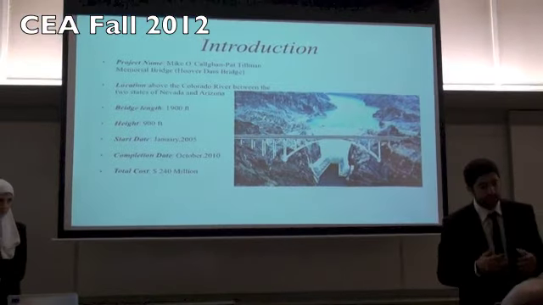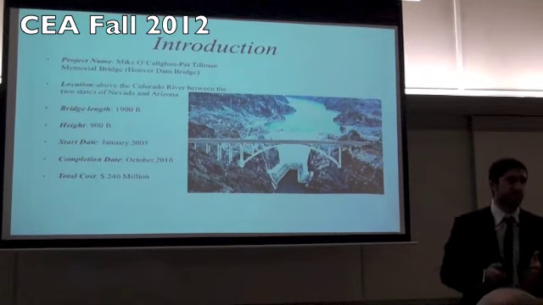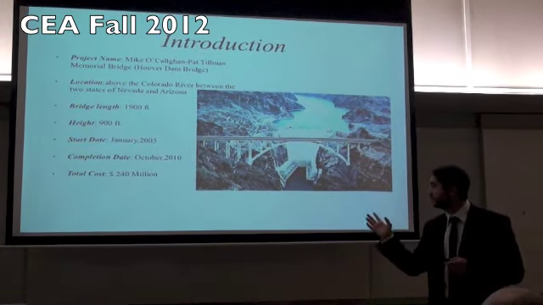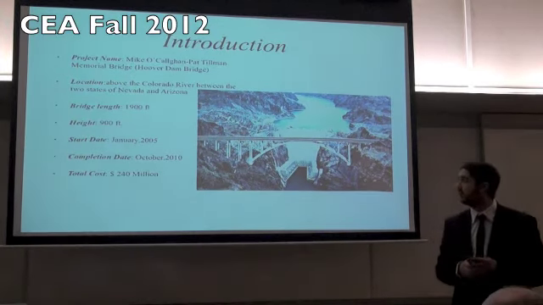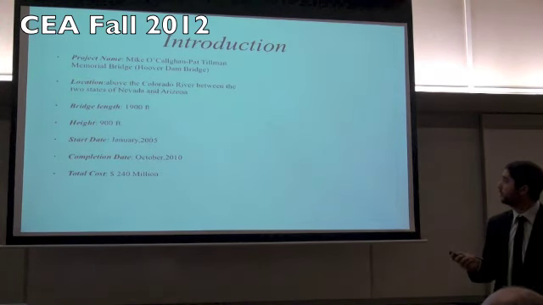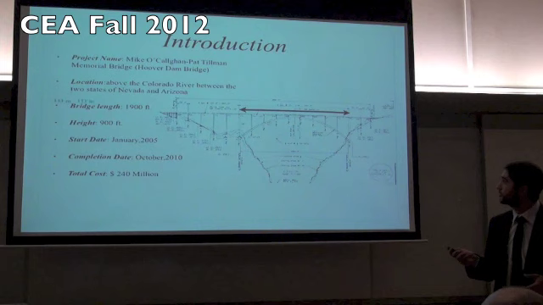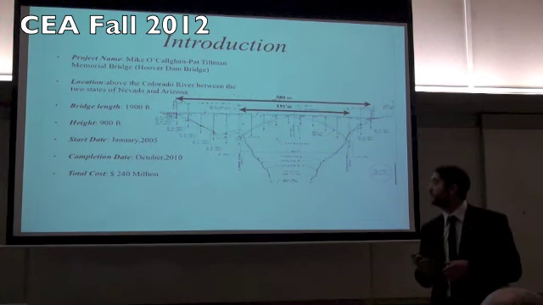So our project is mainly a project that has already been accomplished in the year 2010. It's the Hoover Dam bridge, a very famous bridge in the United States between the state of Arizona and the state of Nevada, and it is crossing the Colorado River. This is the map, and these are the dimensions of the existing structure. The free span is around 333 meters, and the total bridge length is around 580 meters.